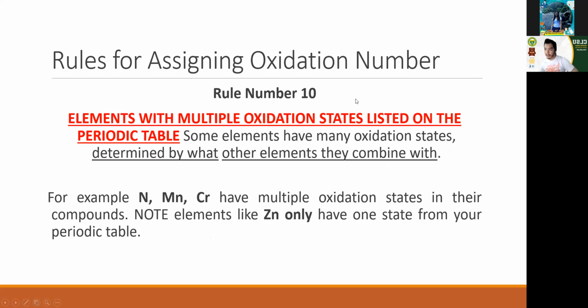So, rule number 10. Elements with multiple oxidation states listed on the periodic tables. Kung makikita niyo sa periodic table, kung super detailed, kasi may mga periodic table tayo nabibili, super detailed, nakalagay doon is kung maraming oxidation states. For example, you have manganese, chromium, pero meron din namang isa, like zinc. May mga examples tayo para makita natin. Multiple oxidation states din is yung chlorine, yung halogens, except fluorine, kapag nakasama sa polyatomic ions.